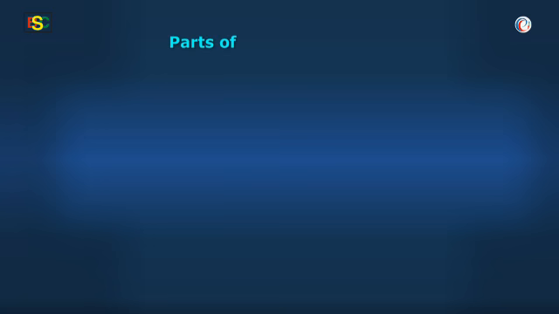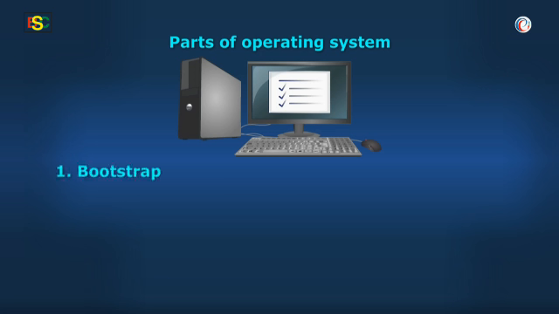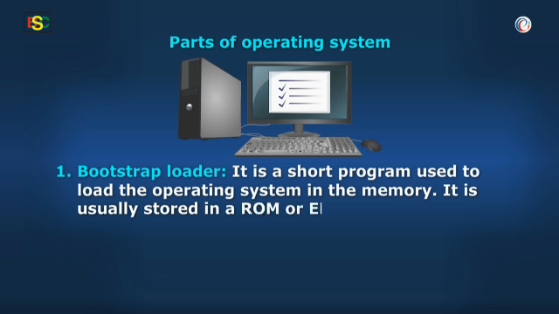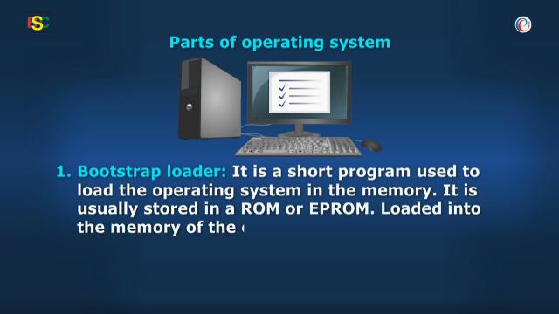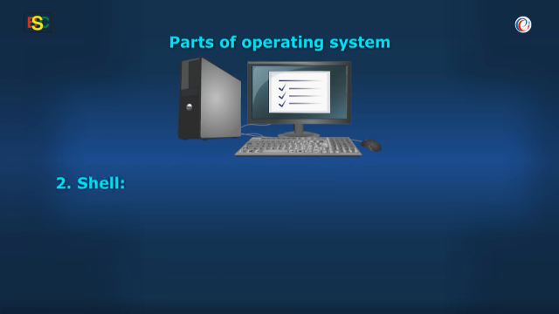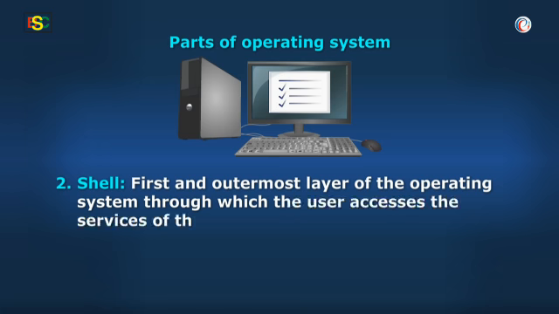What are the parts of this operating system, Baba? Good question, Vidya. The operating system has the following basic parts. Bootstrap Loader. It is a short program used to load the operating system in the memory. It is usually stored in a ROM or EPROM, loaded into the memory of the computer to initialize the booting process. Shell, which is the first and outermost layer of the operating system, through which the user accesses the services of the operating system.